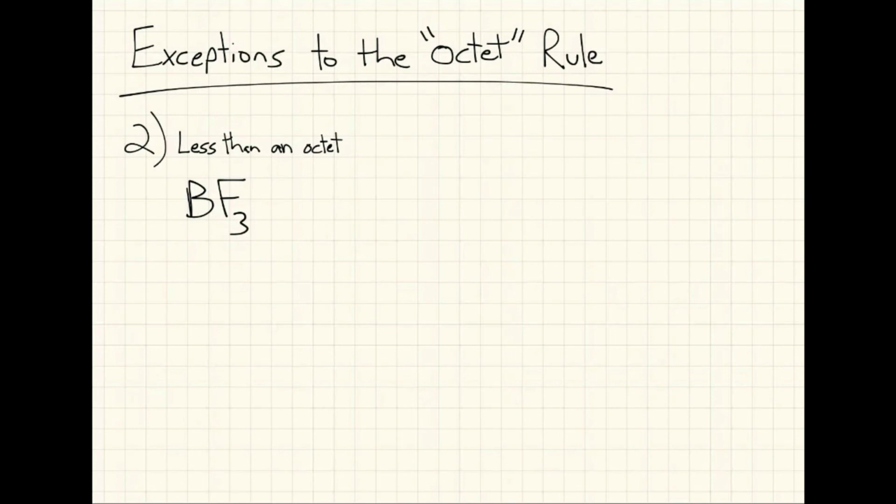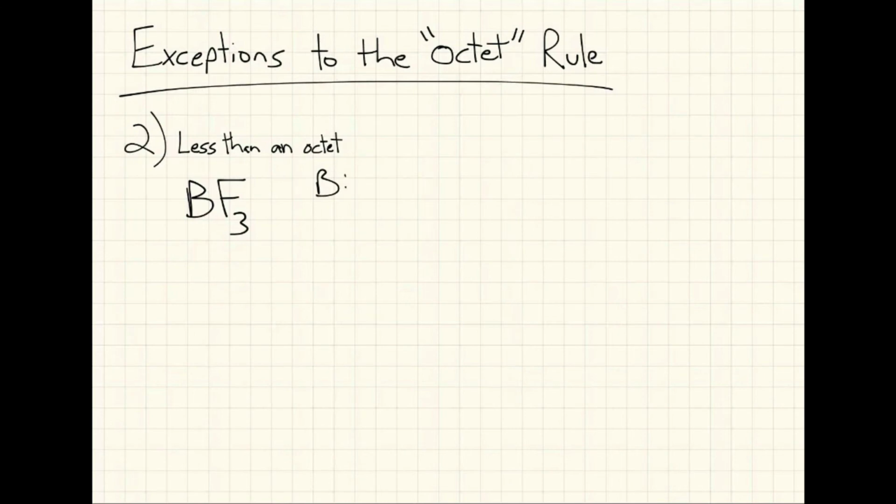If I go through my rules of making Lewis structures, again, the first element written is generally our central atom in the structure, and we would generally put the others around it. But first things first, of course, let's actually tally our valence electrons.